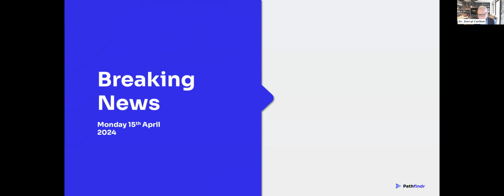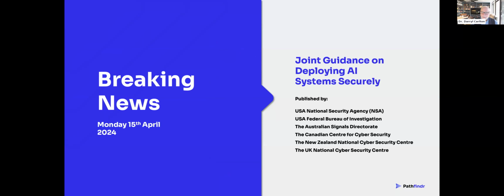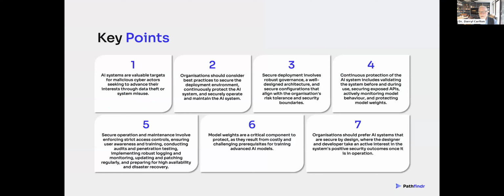Okay, breaking news. This came out overnight. The Five Eyes security, which is USA, Australia, Canada, New Zealand, UK, which includes the NSA, FBI, Australian Signals Directorate. They have come out overnight with a policy on the responsible deployment of AI, and the sort of things they're talking about, we already had planned to discuss with you today.